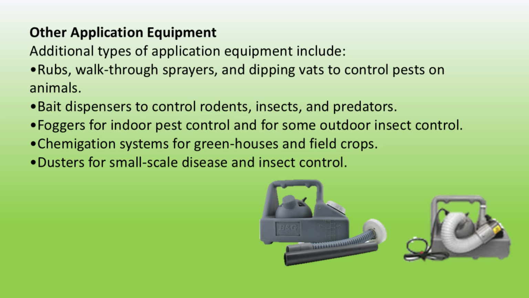Additional types of application equipment include rubs, walk-through sprayers, and dripping vats to control pests on animals, bait dispensers to control rodents, insects, and predators, foggers for indoor pest control and some outdoor insect control, chemigation systems for greenhouses and field crops, and dusters for small-scale disease and insect control.